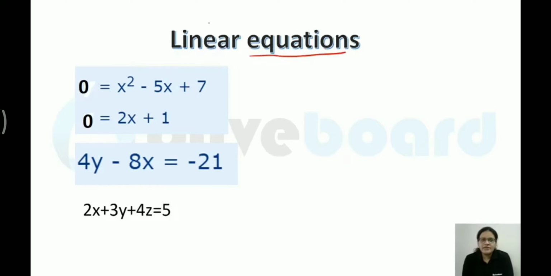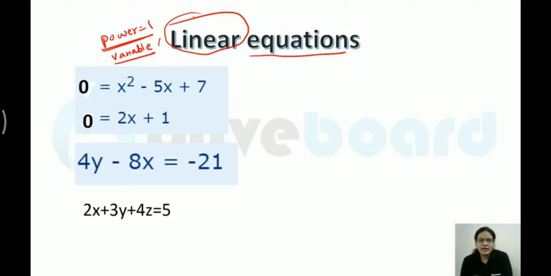Now let me define the meaning of a linear equation. Linear means the power is 1. The power of the variable should be 1. Now you know a variable is nothing but a letter, so the letter's index or power should be 1. For example, let me observe here: what is the power? 2. Here what is the power? 1. Here there is no value, which means it is 0.